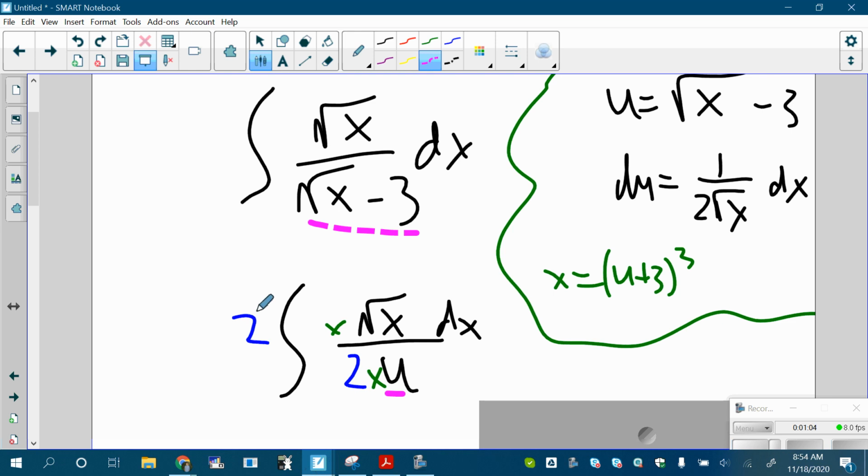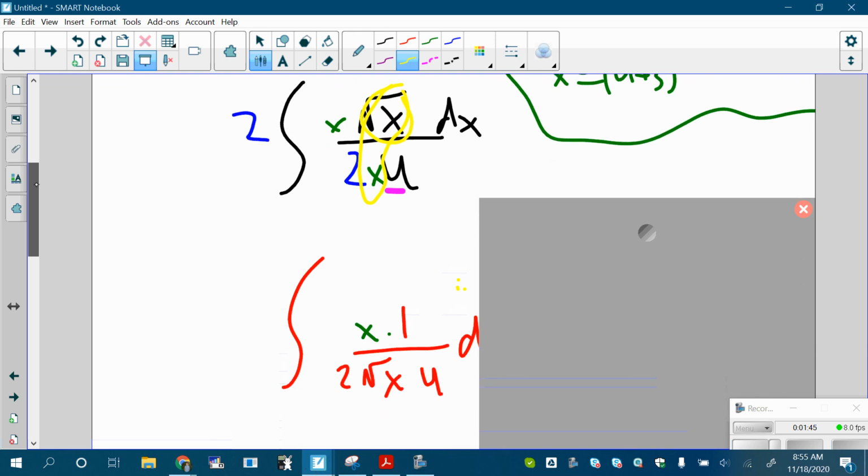I wanted a square root of x in the denominator. I looked at this and said, how do I get a square root of x in the denominator? I divide square root of x by x. So this yellow part would result in a square root of x in the denominator. That's why I put that green x there. I'm trying to get u in there. I can't just add an x in the denominator unless I balance it with an x in the numerator. So I balance that x in the denominator with an x in the numerator.